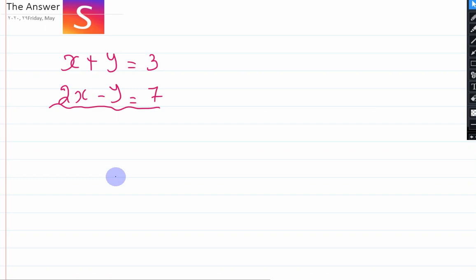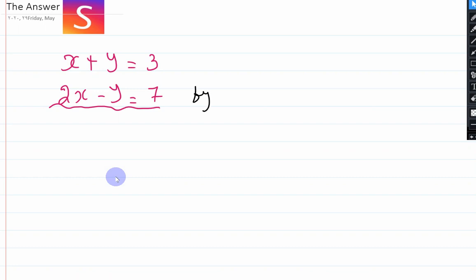I'm going to put the first one as we found it, x plus y is equal to 3, and the second equation, 2x minus y is equal to 7. You can solve the two simultaneous equations by elimination or by substitution. Whichever method is easy for you, go ahead, no problem. I'm going to solve by elimination because it's easy now to eliminate the y. I have plus y and negative y.